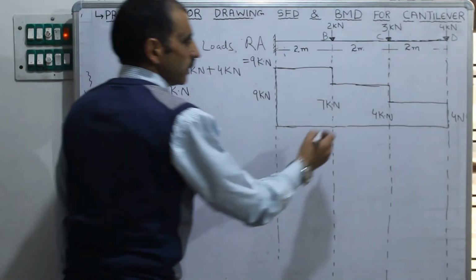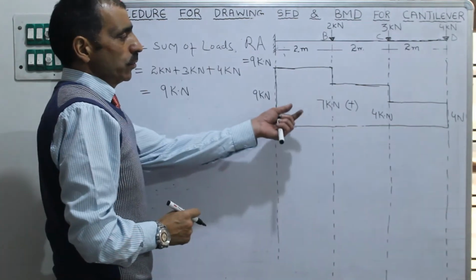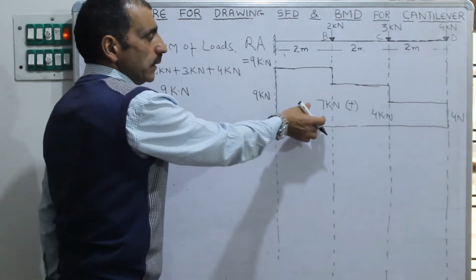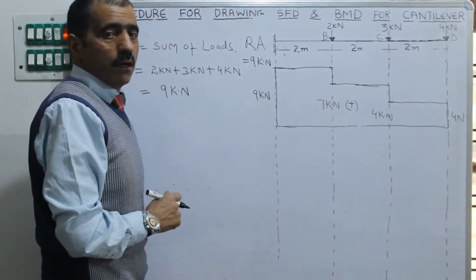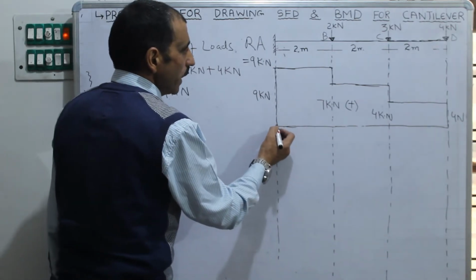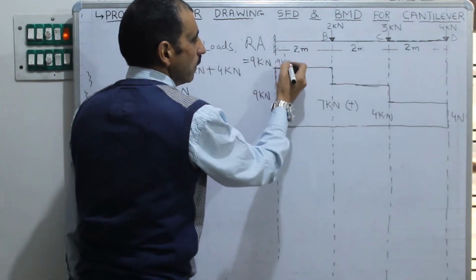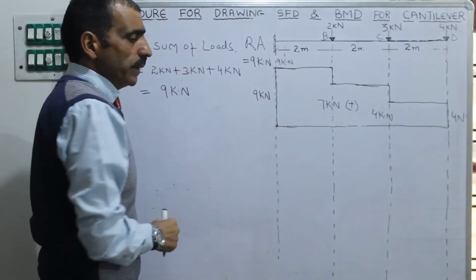After that, this is positive. Due to sign convention, we are taking it as positive, as we have already discussed in the previous lecture. Now what is the shear force at A? The shear force at A is 9 kilonewton. Kindly note it properly here.